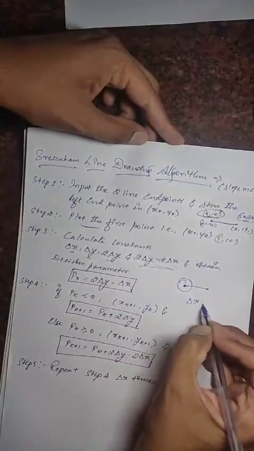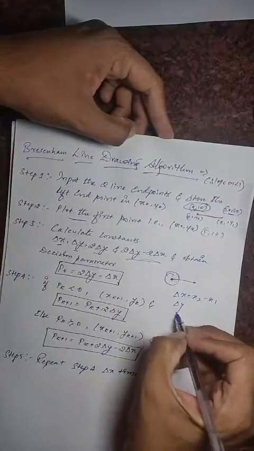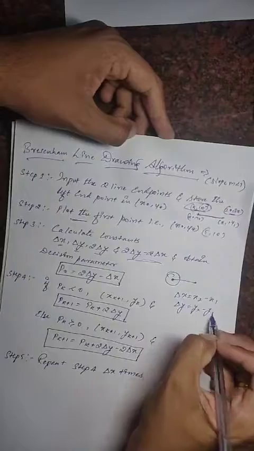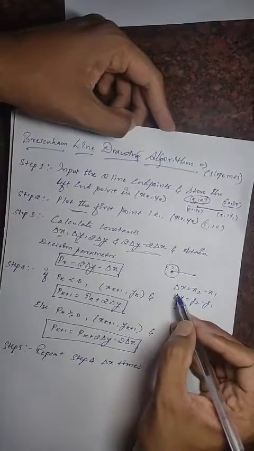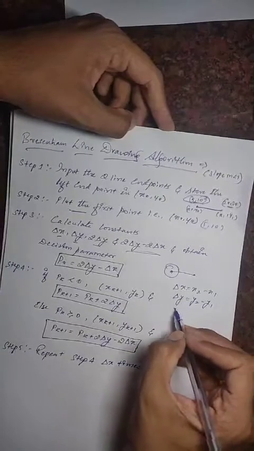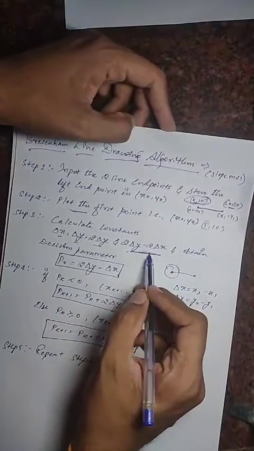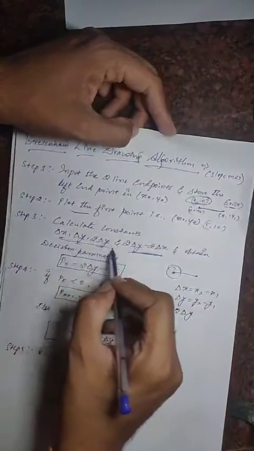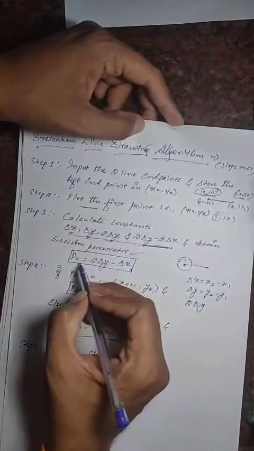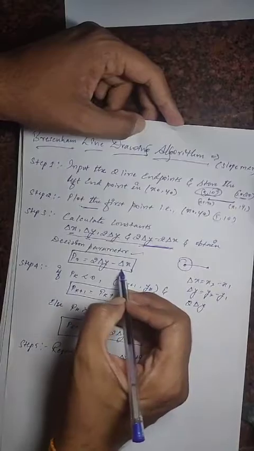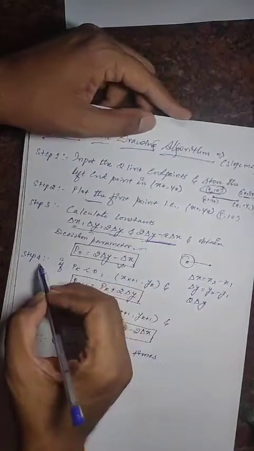What is delta x? Delta x is given by x2 minus x1. Delta y is given by y2 minus y1. You can easily calculate these things. Once we know delta x and delta y, we can easily calculate the constants such as 2 delta y and 2 delta y minus 2 delta x. After calculating these constants, we move to calculating a decision parameter, which is given by p0 equal to 2 delta y minus delta x. Based on this decision parameter, we will go to step 4.